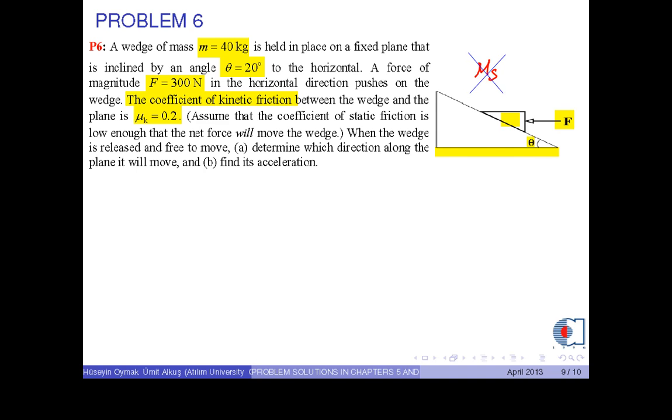Assume that the coefficient of static friction is low enough that the net force will move the wedge. The questions are: when the wedge is released and free to move, in part A, determine which direction along the plane it will move, and in part B, find its acceleration.